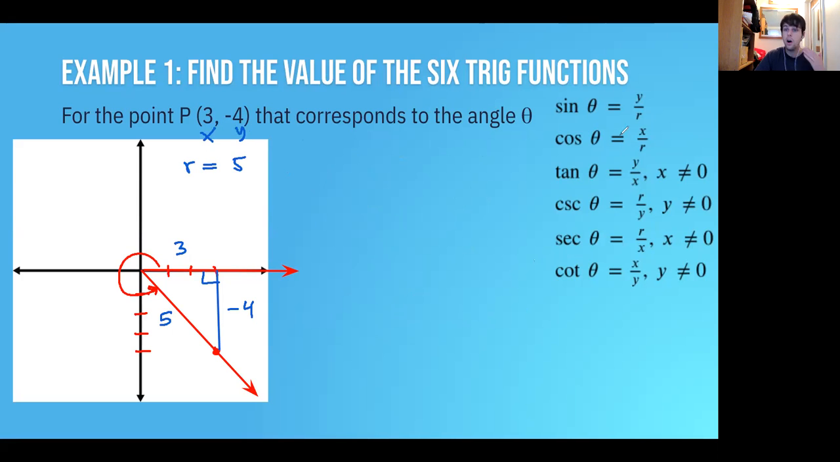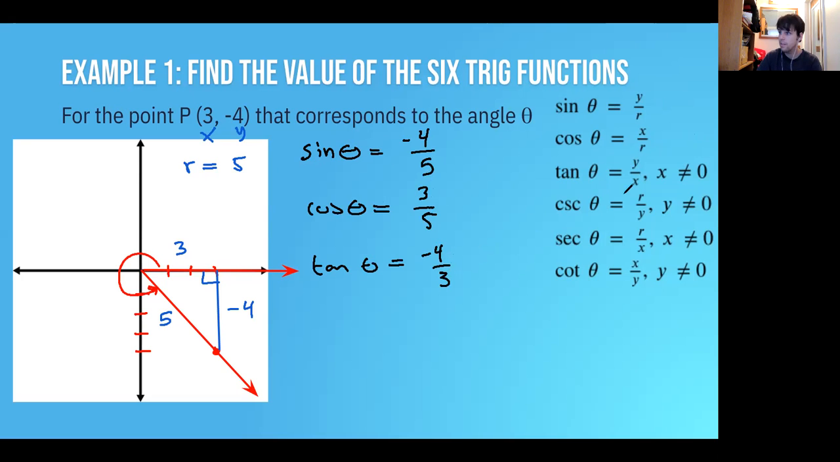All right, now we know the x coordinate, the y coordinate, and we just figured out the radius was 5. All of our 6 trig ratios are defined in terms of the x coordinate, the y coordinate, and the radius. So we're just going to simply write these out. Not too difficult. So sine is y over r. So the sine of this angle that terminates here is equal to the y coordinate, -4 over r. The cosine of this angle is equal to the x coordinate over r, which is 3 over 5. Tangent of this angle is equal to y over x, so -4 over 3.